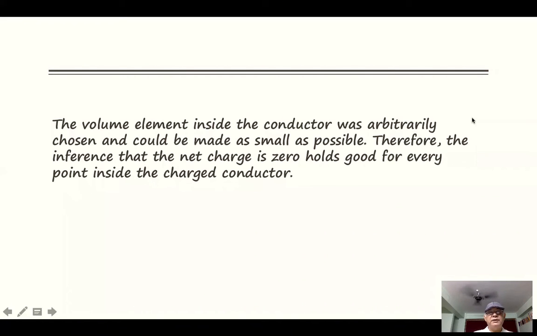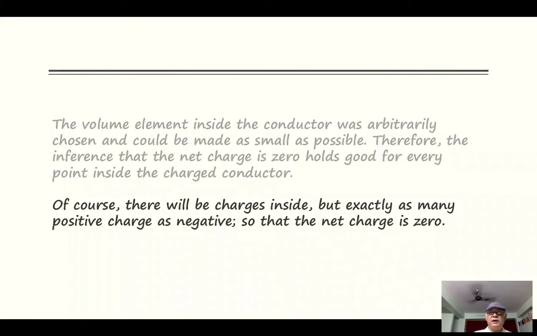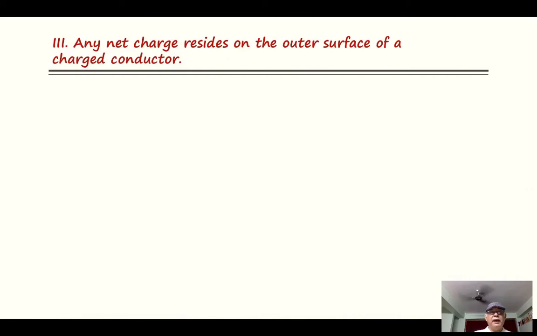The volume element inside the conductor was arbitrarily chosen and could be made as small as possible. Therefore, the inference that the net charge is zero holds good for every point inside the charged conductor. Of course, there will be charges inside, but exactly as many positive charges as negative, so that the net charge is zero. Number 3, any net charge resides on the outer surface of a charged conductor.